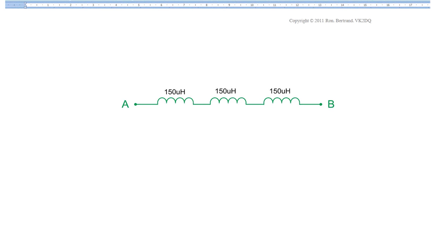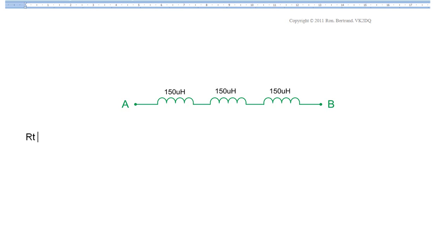When we put inductors in series, like we have here, three 150 microhenry inductors, what we are in effect doing is adding more turns to the inductor by seriesing them up. The total inductance then is going to be greater, and it's simply going to be the sum of the individual inductors, exactly the same way as you find out the total resistance of resistors in series by adding them together.